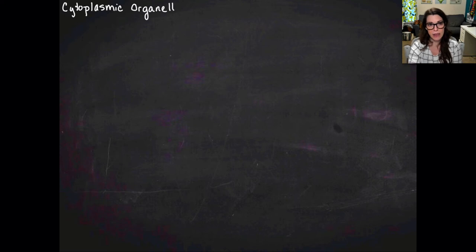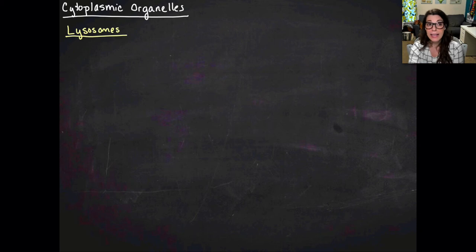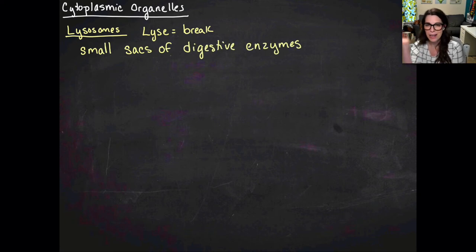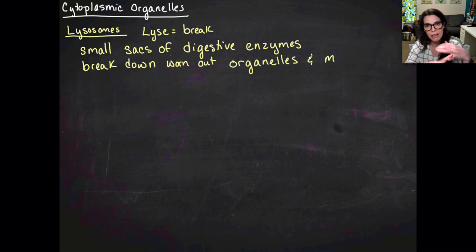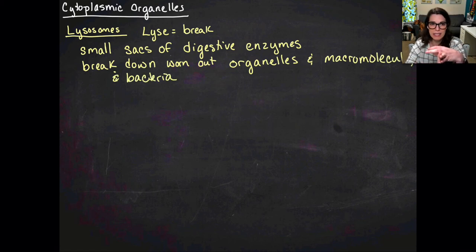The next three, I think it's three on this slide, cytoplasmic organelles are the lysosomes. So lysosomes are one that you don't really talk about a lot, but most students actually remember lysosomes because the lysosomes are actually small sacs of digestive enzymes that actually break things down. So lyse actually means break. So they're small sacs of digestive enzymes, and they break down like worn out organelles, macromolecules that need to be recycled, and like bacteria. So you can think of them as like the garbage men or the garbage disposal of the cell. So that's the lysosomes.